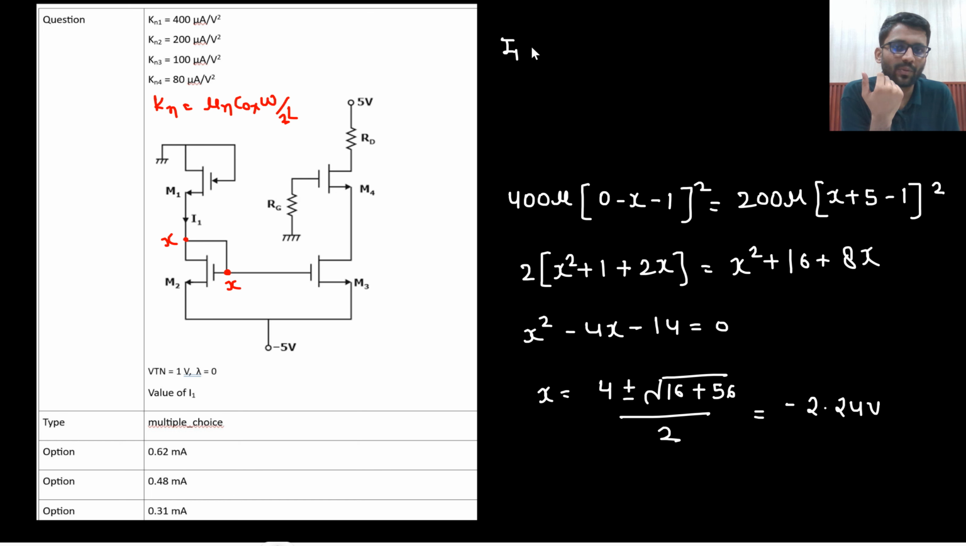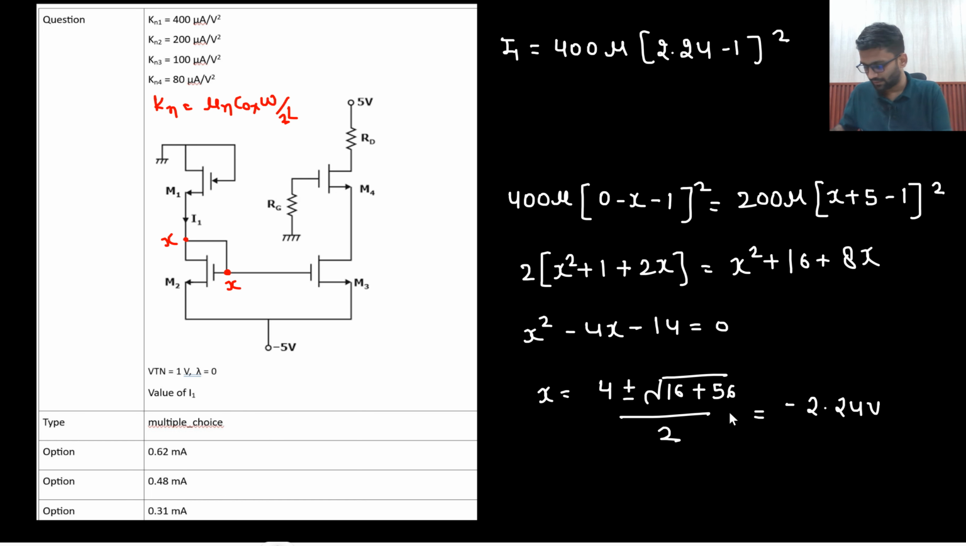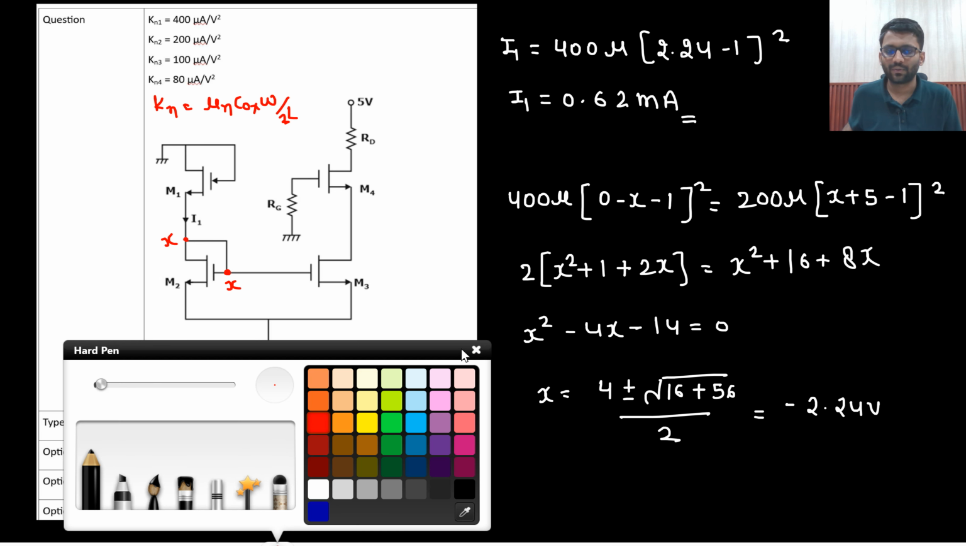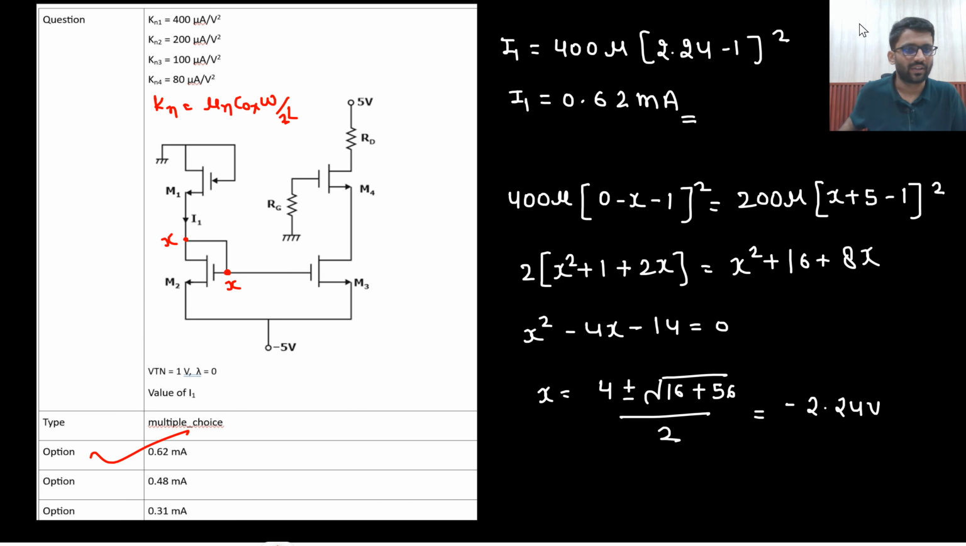If you solve these kinds of problems with a good amount of patience, then you will be able to solve them very quickly. So in this equation I can put 400 micro times (2.24 minus 1) whole square, that's it. This is the answer. So minus 1 whole square into 4, so 6.18, so 0.62 milliampere. After solving it, this is what you will get, 0.62 milliampere. Well and good.